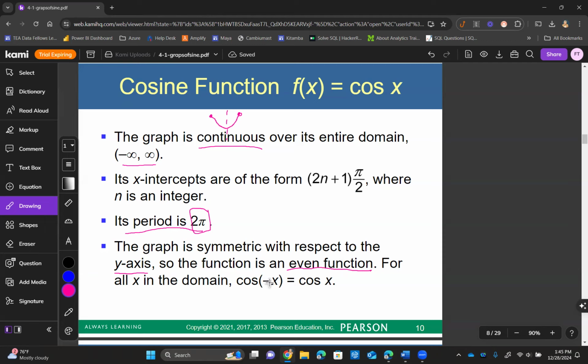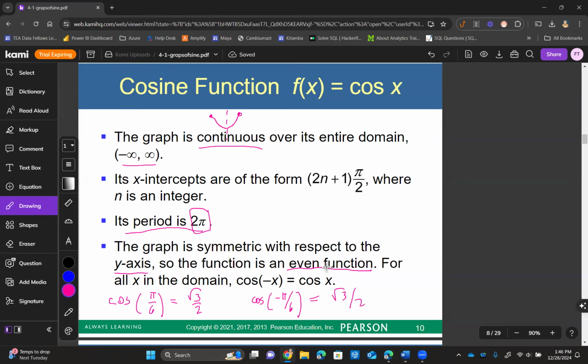That means even if the angle changes to a negative version, you will still get the same output as the positive x. I would like to show an example. Cosine of pi over 6, so cosine of 30, is equal to root 3 over 2. But if the angle changes from pi over 6 to negative pi over 6, because cosine is an even function, it doesn't care about the angle changing to a negative version. It still gives me the same output, root 3 over 2.